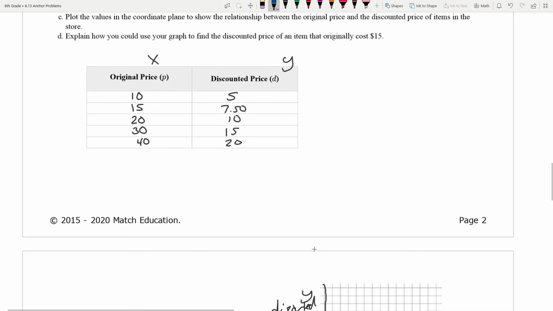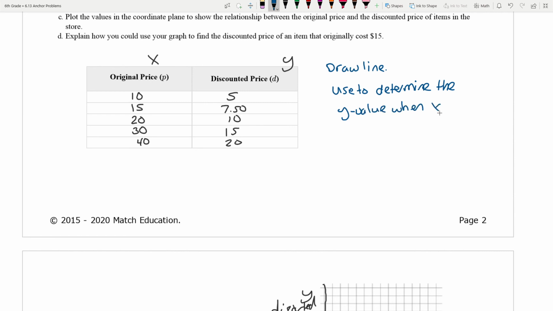So explain how you can use the graph. Draw the line and use it to determine the y value when x was equal to 15. And of course, y was equal to half of the 15, which was 7.50.